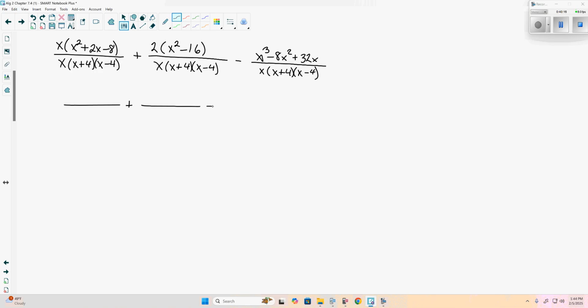Last thing we have to do is finish simplifying these numerators. Here we can distribute the x. X times x squared is x cubed. X times 2x is going to be plus 2x squared. And x times negative 8 is going to be negative 8x. Here we can distribute the 2. 2 times x squared is 2x squared. 2 times negative 16 is going to be negative 32.